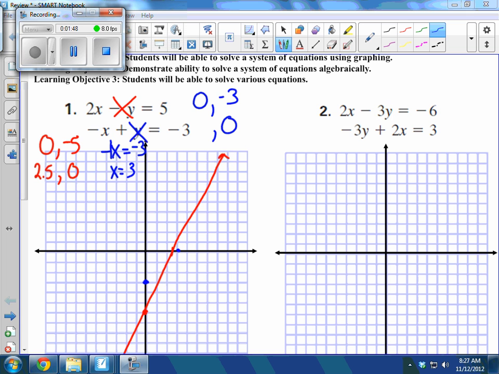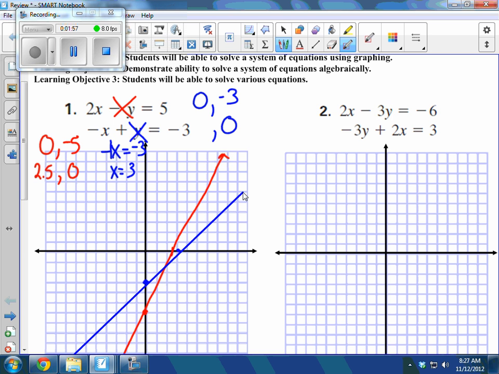All right, so now I'm going to go ahead and graph this line. And use your straight edge. And then when I look at where these 2 lines meet, they meet right here. And so I'm going to estimate what I think that point is. And for me, I'm going to say that point is 2, negative 1. Okay? All right, let's go to the second one.